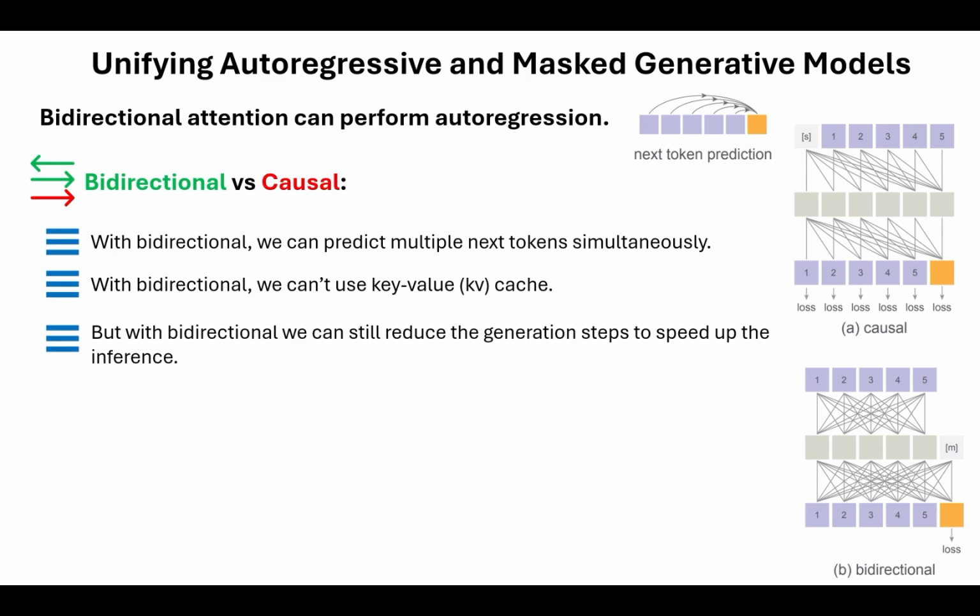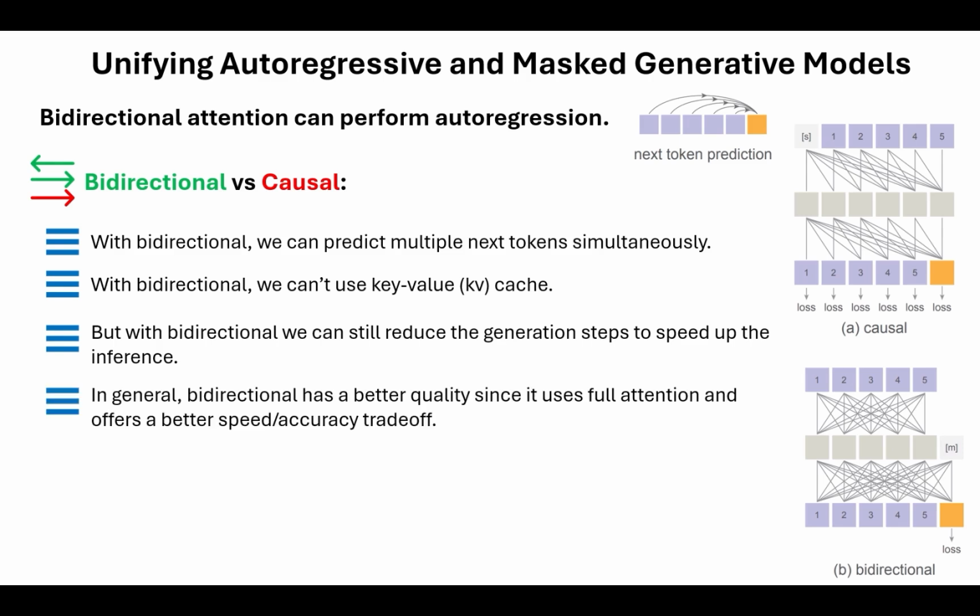But the thing is that we can still reduce the generation steps by predicting multiple tokens simultaneously, speed up the inference, and reduce the time gap between causal and bidirectional ones. And in general, bidirectional ones have better quality since they use full attention instead of masked attention, and they offer a better speed-accuracy trade-off.